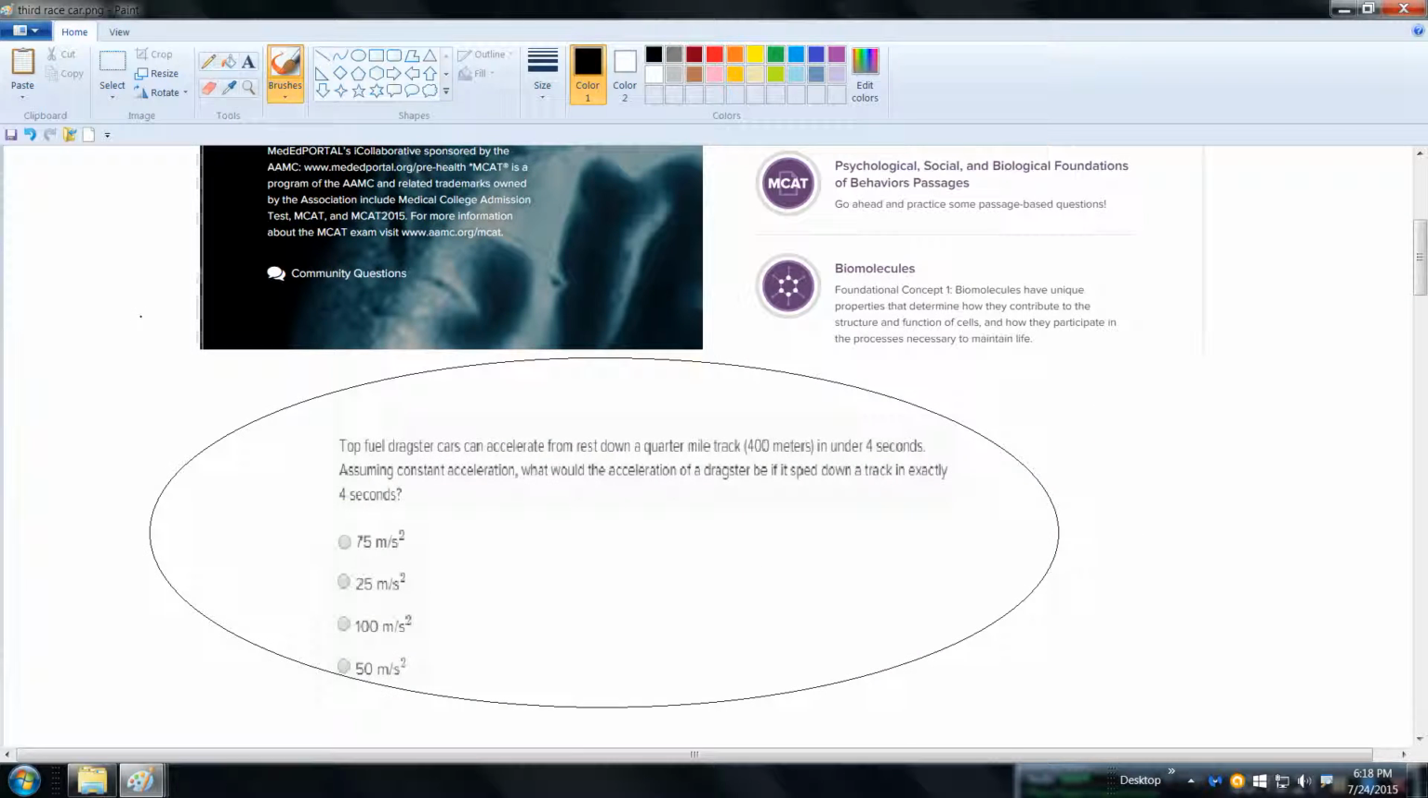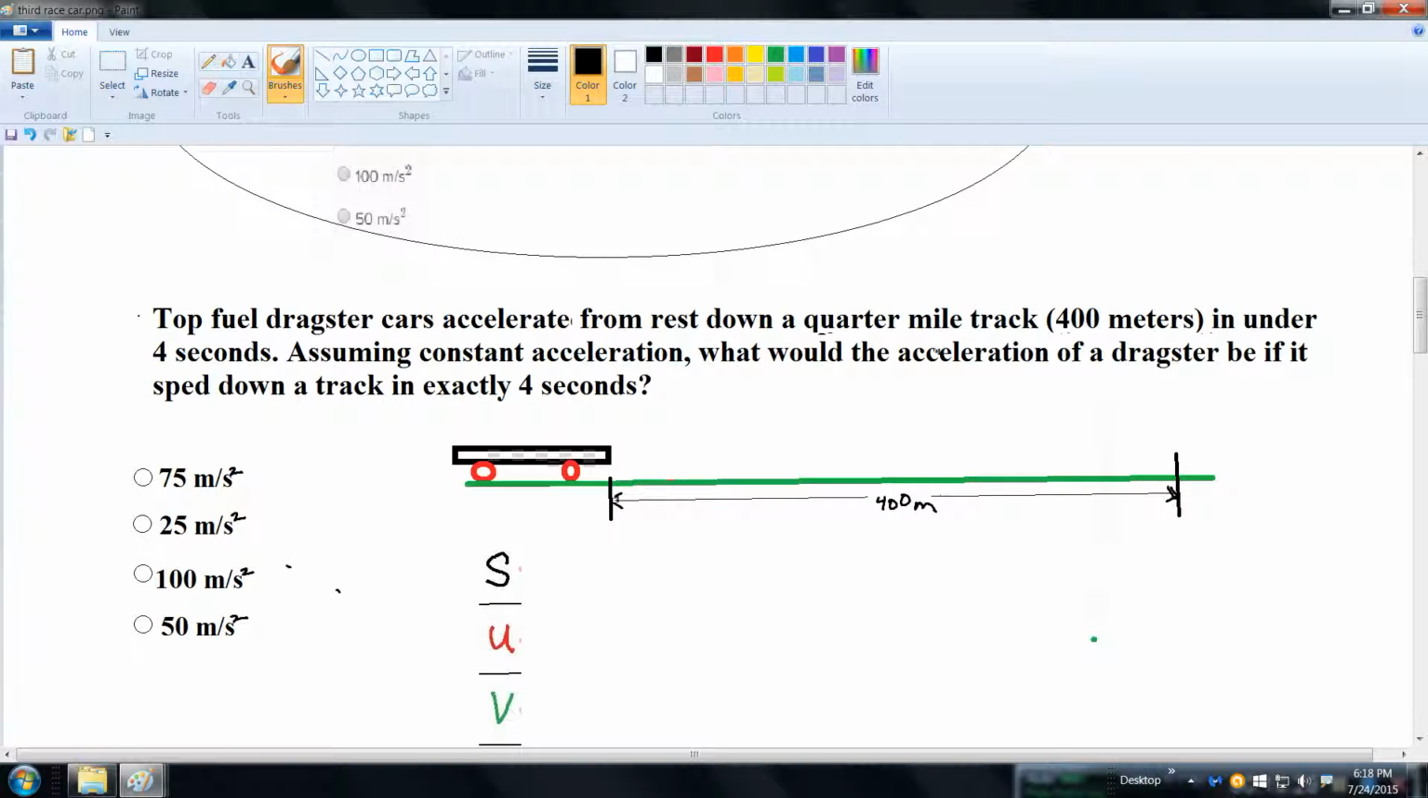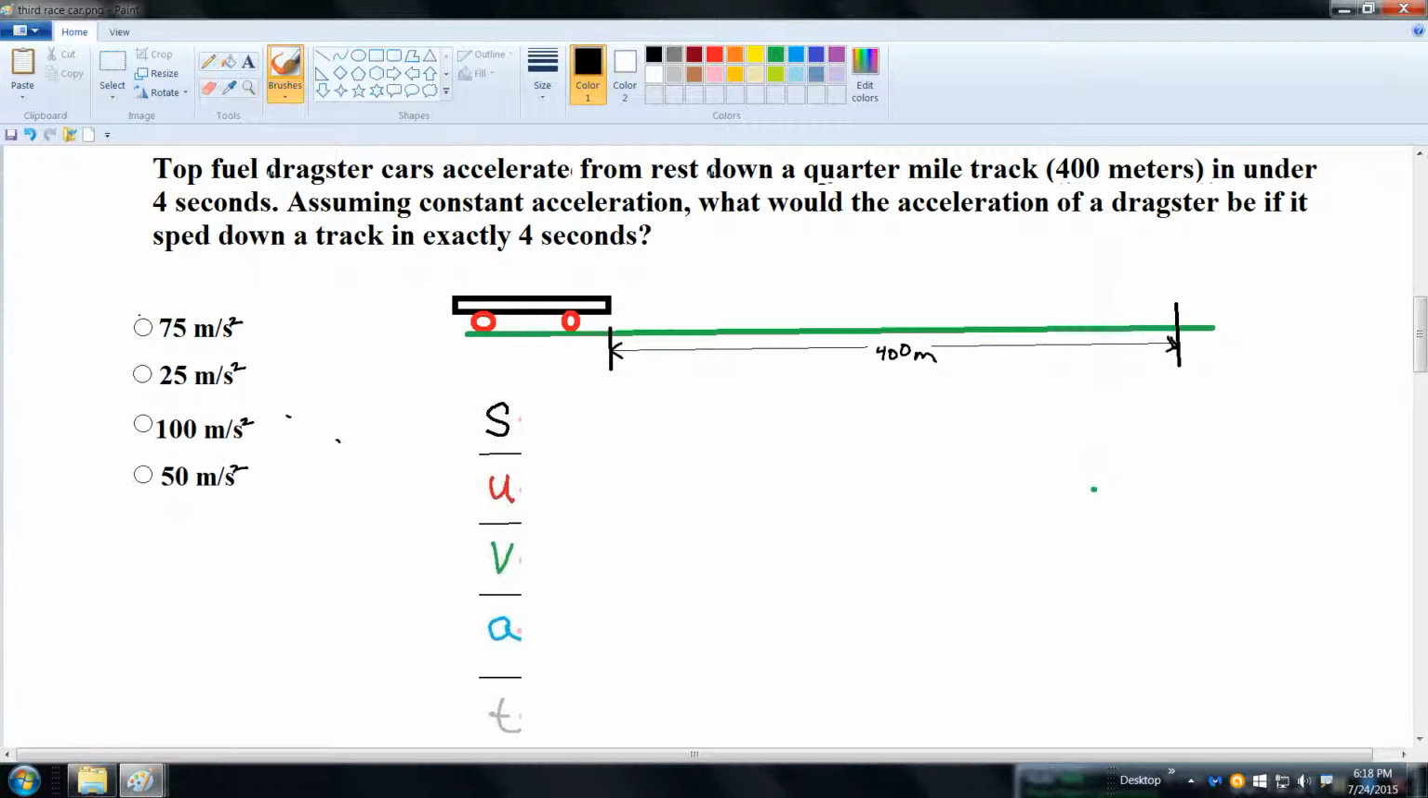And so this is a kinematic question, and it's hard to read, so I just retyped it here. Okay, so we've got a top fuel dragster car. Top fuel dragster cars accelerate from rest down a 1/4 mile track, which is 400 meters, in under 4 seconds.